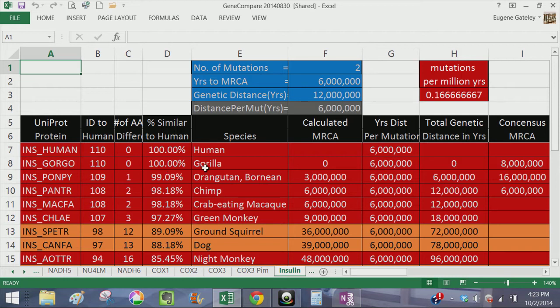And the very first thing you're going to notice, this time I've got a little chart over here on this side where I'm calculating mutations per million years according to an evolutionary time scale. And I'm calculating genetic distance in years and years per mutation in this column here. We get to play around with the numbers here.